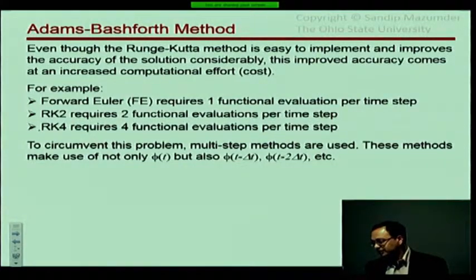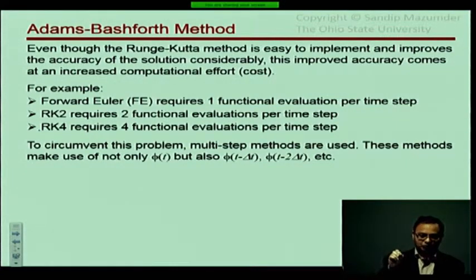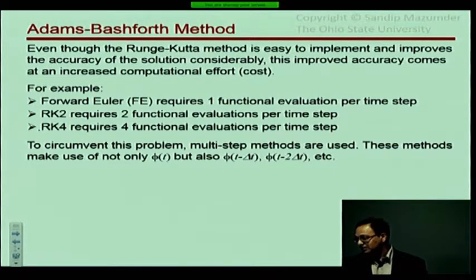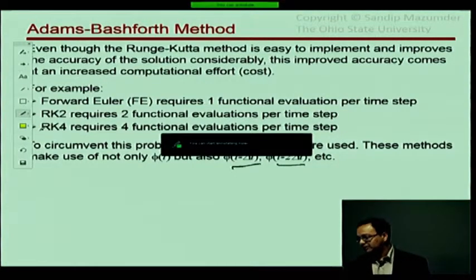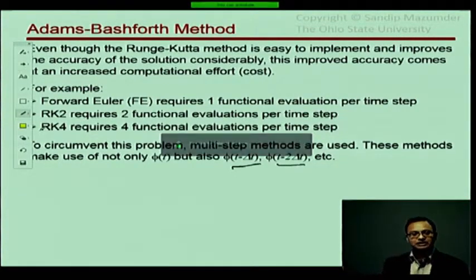So to circumvent this problem, people devised what are called multi-step methods. So the Runge-Kutta methods are known as single-step methods. As you saw, to compute phi at t plus delta t, all you need is information at the previous time step, phi at t. Okay, nothing else, and the functional value at that time step. Okay, multi-step methods make use of solutions not just one time step before, but also many time steps before. Okay, so you can go t minus delta t, you can go t minus 2 delta t, t minus 3 delta t, and so on.